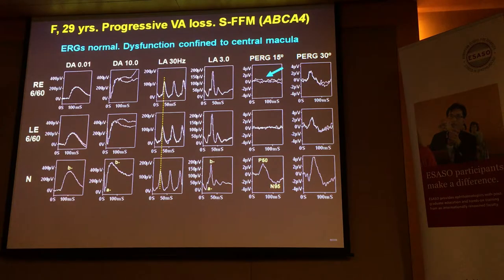And we do our full field ERGs. Now, all of the clinical ERGs will be shown the same way. They will be normal along the bottom, left eye, right eye, the main ERG responses, the four that we've looked at. And here, two fields of pattern ERG, a 15-degree field and a 30-degree field. The full field ERGs are completely normal, so there's no peripheral retinal involvement at all.